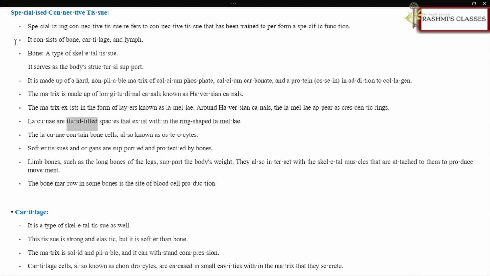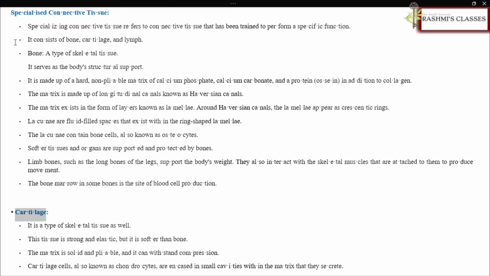Lacunae are fluid-filled spaces that exist within the ring-shaped lamellae. The lacunae contain bone cells, also known as osteocytes. Softer tissues and organs are supported and protected by bones. Limb bones, such as the long bones of the legs, support the body's weight. They also interact with the skeletal muscles that are attached to them to produce movement. The bone marrow in some bones is the site of blood cell production.